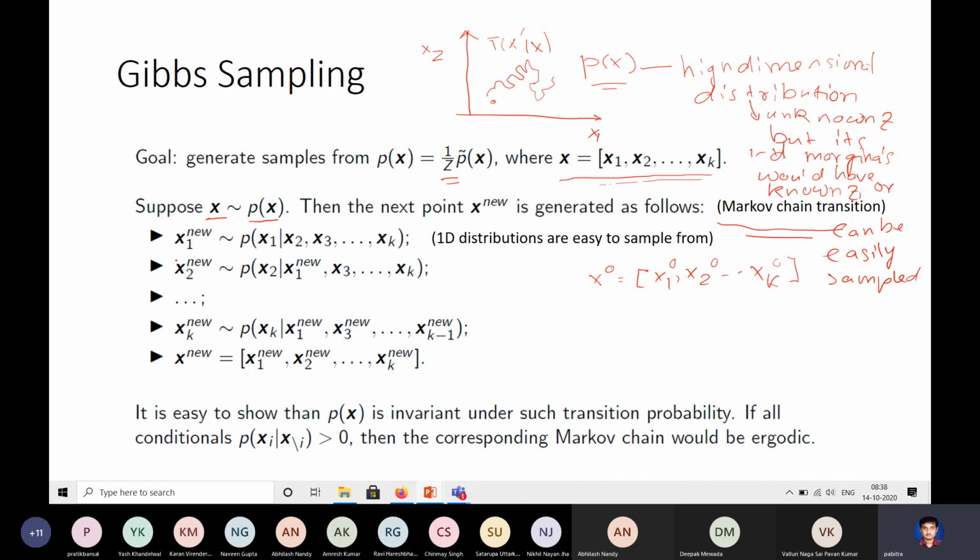Okay, and from that, now I'm defining the transition probabilities. Which means, how do I generate x1 from x naught? How do I generate x2 from x naught, and so on? Let me denote the new one as x1 new, x2 new, and so on, and just x for the old one. So this is my transition probability.